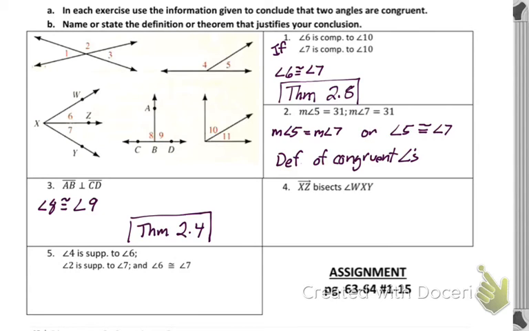Alright, XZ bisects angle WXY. Lydia. What? Oh, I thought you raised your hand. No, I was going like that. I'm still calling on Lydia. Okay. We'll work through it together, okay? Not to put you on the spot, but XZ bisects angle WXY, so we find XZ bisects WXY. I just need to know which two angles are congruent then. Oh. 6 and 7. That wasn't so bad, right? Okay.